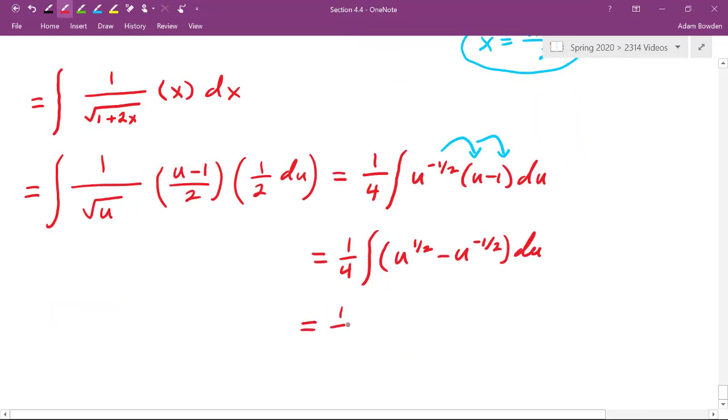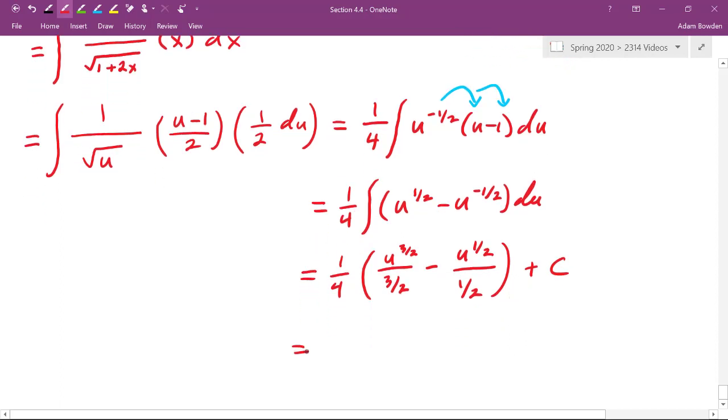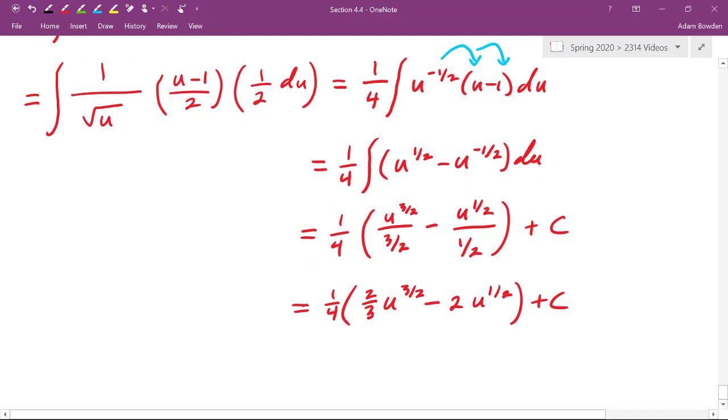Okay, we can take the antiderivative here, so that would be u to the 3/2 power divided by 3 over 2 minus u to the 1/2 power divided by 1/2 plus a constant c. So simplifying this down, we're going to get 1/4 times 2/3 u to the 3 over 2 minus 2 u to the 1/2 plus a constant c. Multiplying through by 1/4 would give us 1/6 u to the 3 over 2 minus 1/2 u to the 1/2 power plus a constant c.